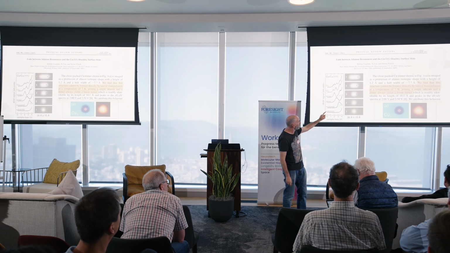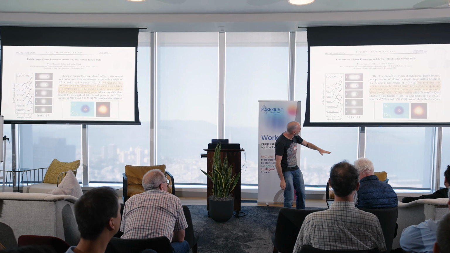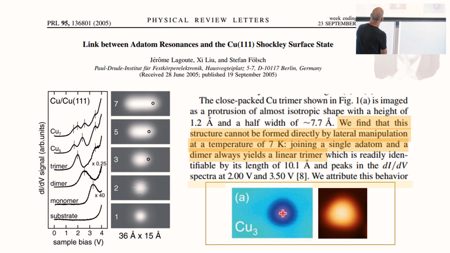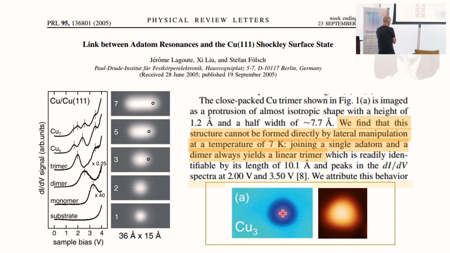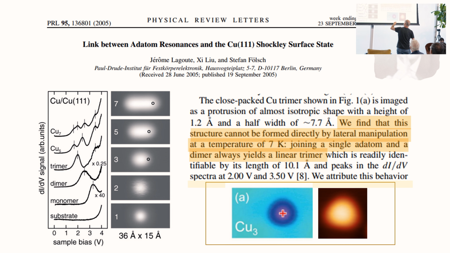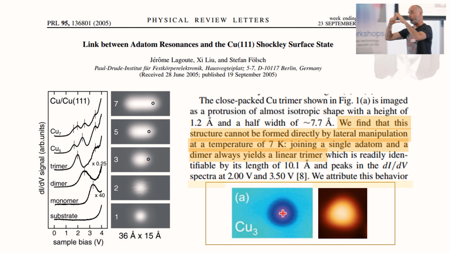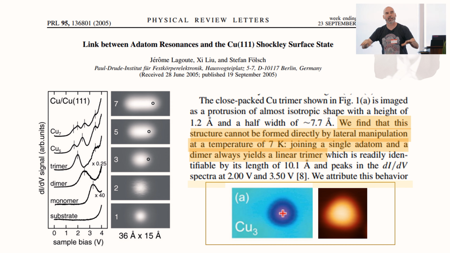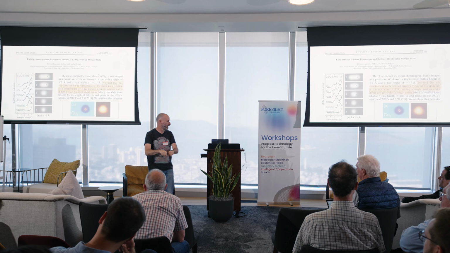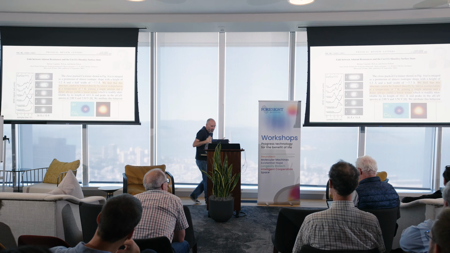And the reason we're interested in this very simple copper on copper 111 system is that this paper, almost 20 years ago, from Stefan Fölsch and co-workers, says there are certain structures, in particular little triangular structures of this type. It doesn't look triangular because with STM you get a great deal of convolution with the tip, and something that is triangular doesn't look triangular. But we find that this structure cannot be formed directly by lateral manipulation at a temperature of 7 K. So what they're talking about there is a triangular, just a simple Cu3, a trimer. You cannot make that by sliding atoms together. The potential energy surface is such that you cannot access that.